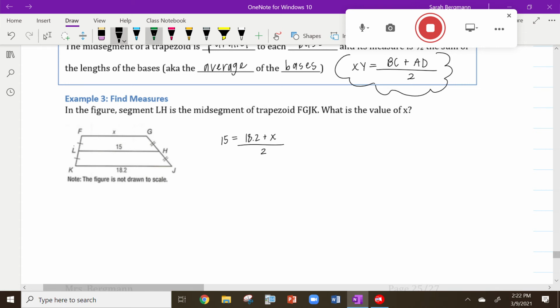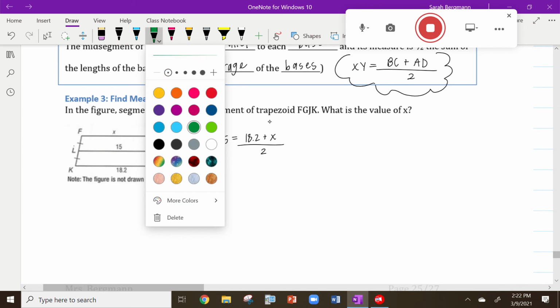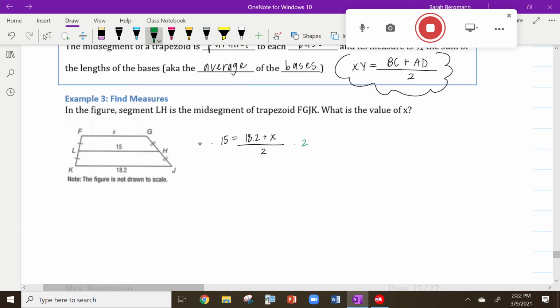Now, in order to solve this equation, we'll start by multiplying by 2 on both sides. We get 30 equals 18.2 plus x. Subtract 18.2 on both sides, and you should get x equals 11.8.